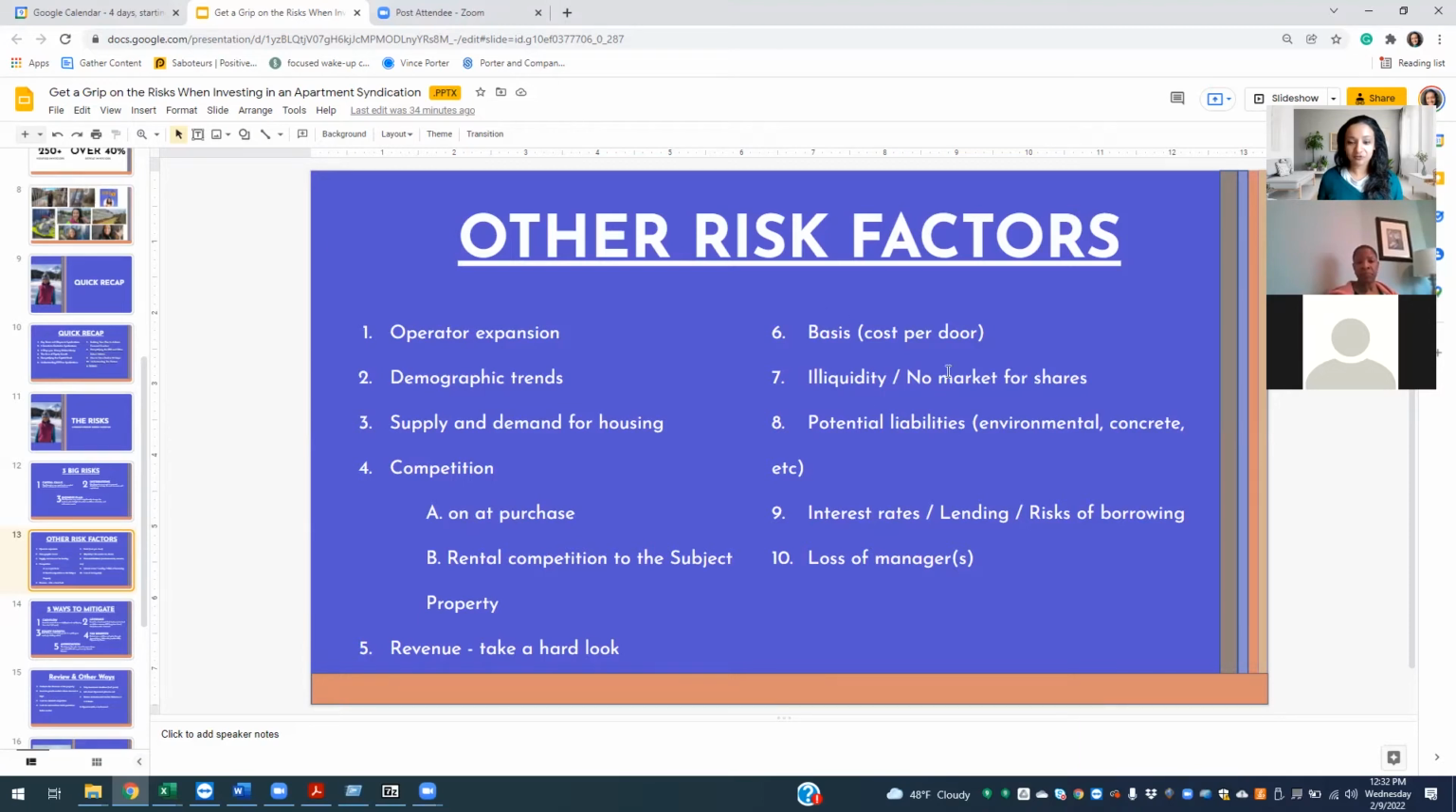Number 6, basis cost per door. We already covered that. Number 7, another risk, which I suppose could have gone on the previous slide, is illiquidity. With real estate syndications, they're not liquid. You don't get to decide when we sell the property. Of course, we want to do as best as we can for our investors, and we want to refinance as quickly as possible. Different operators have different ideas about whether they want to hold the property long-term or exit. But the point is that it's not up to the investors to decide, and there's not a way to sell the shares that you have in an apartment building on the open market.